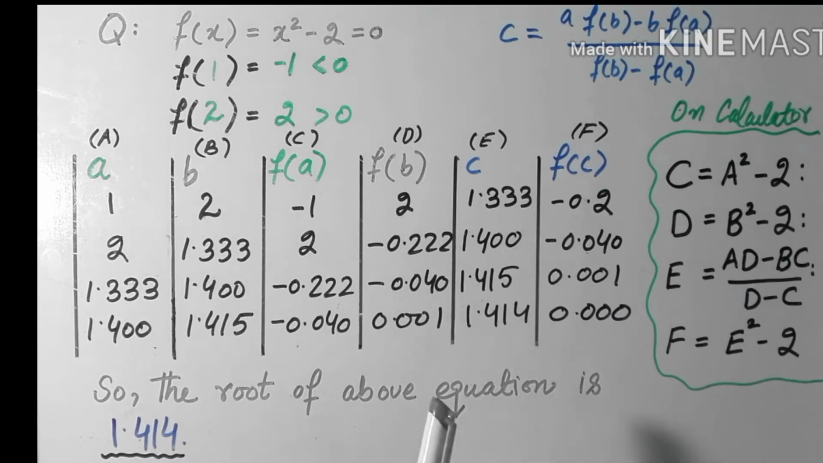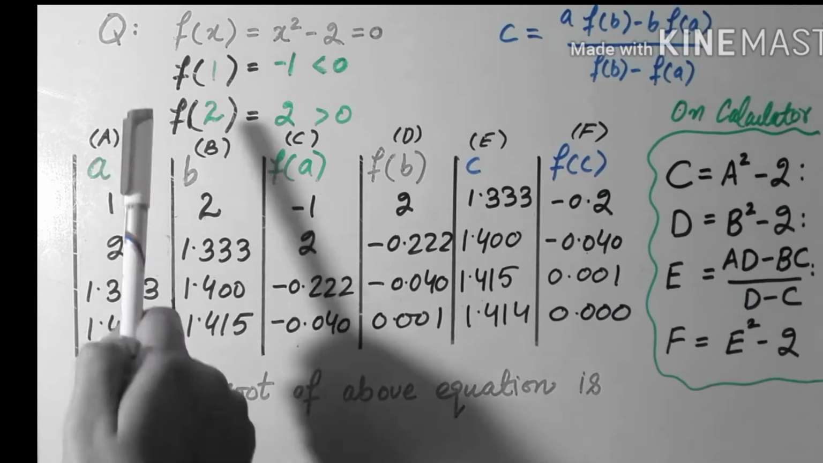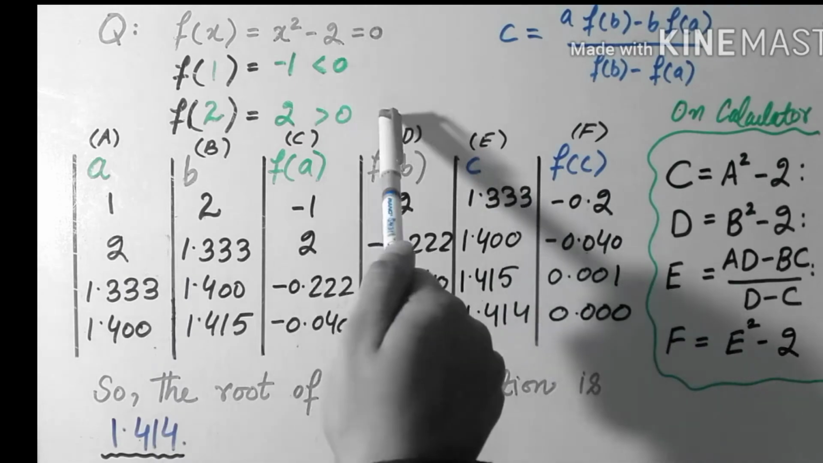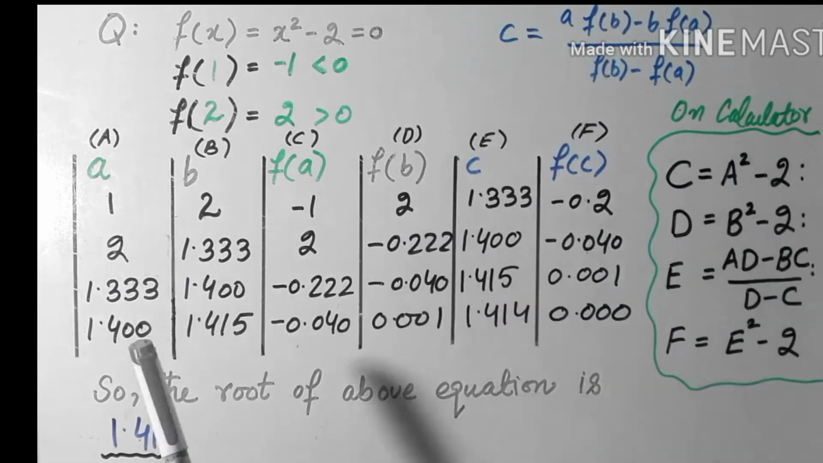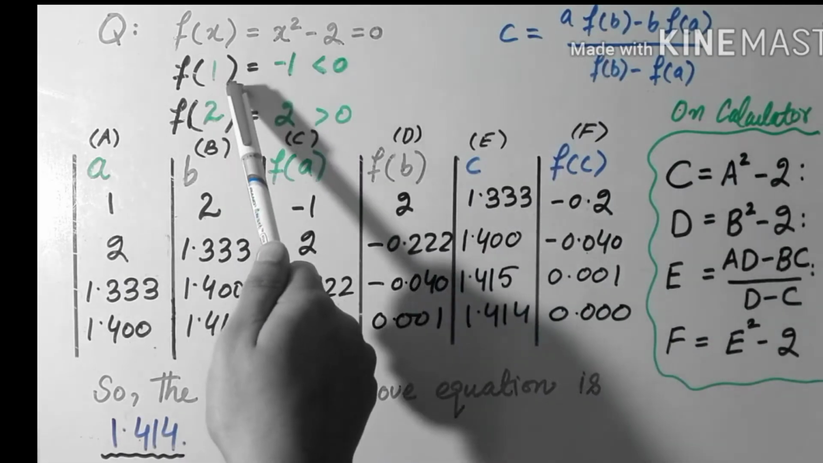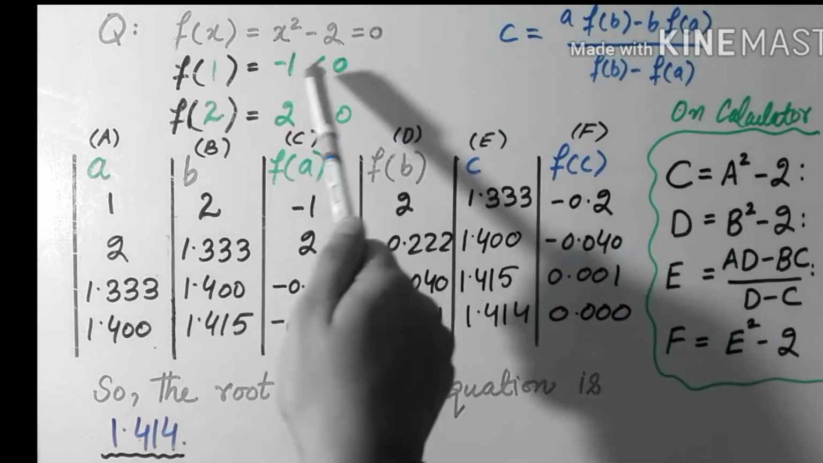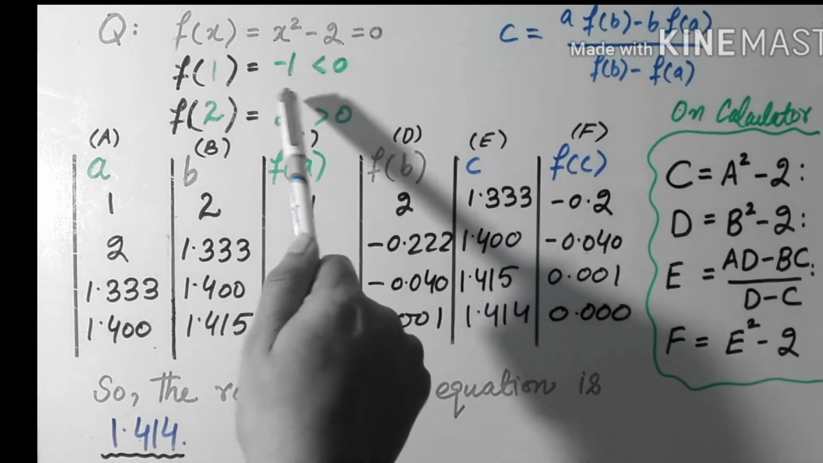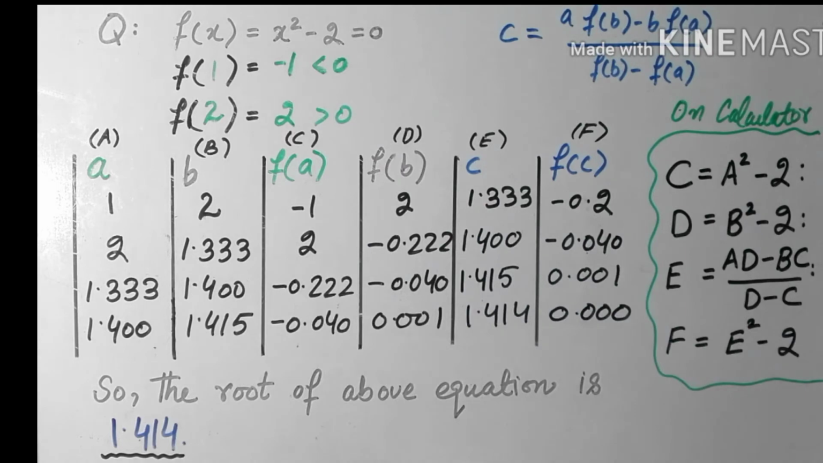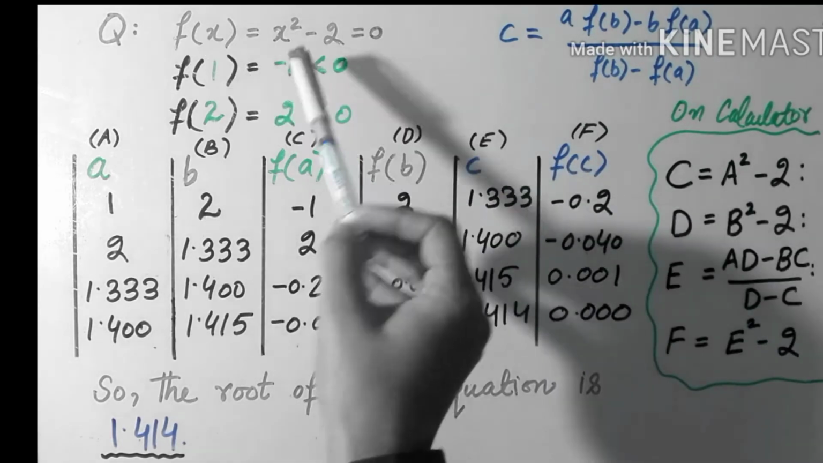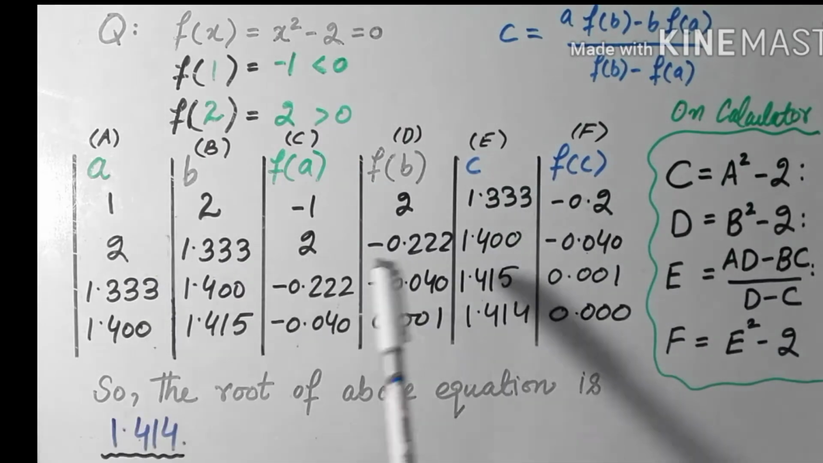So as we know, we have to find two values. One value should give us a negative value, and the second one should give a positive value, or vice versa. So I have found the two values. If we put one in the above equation, it will give us a negative value, and the second one will give a positive value. So these are the two starting values for A and B.